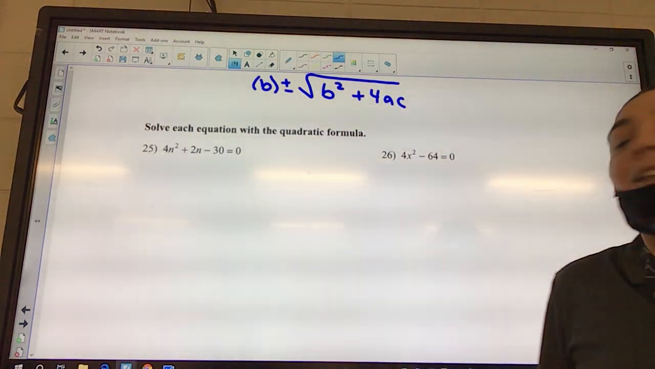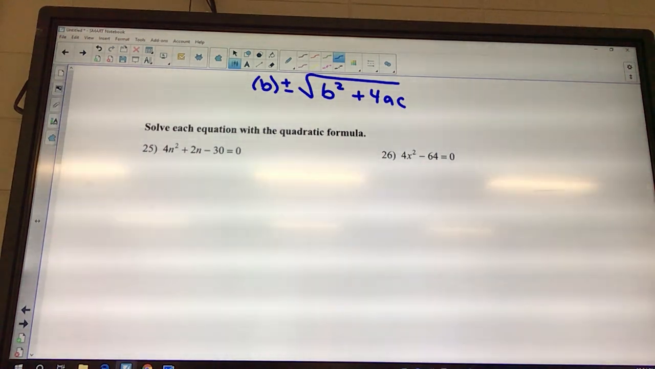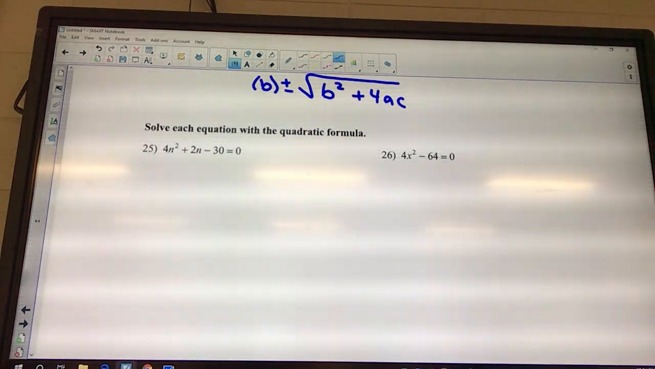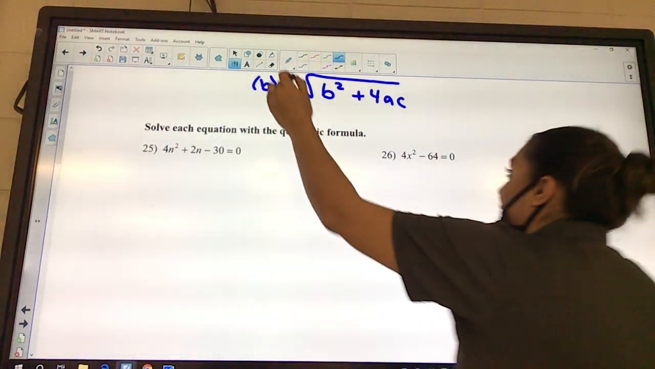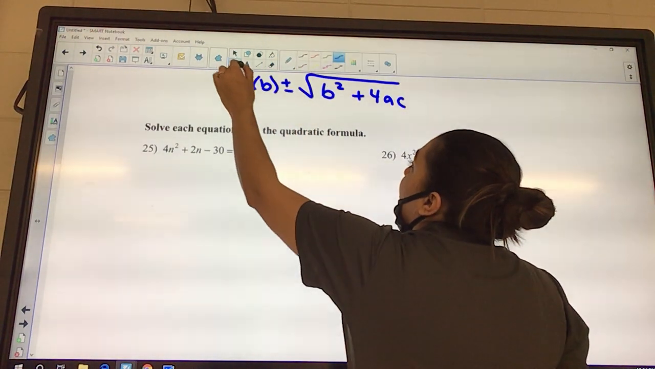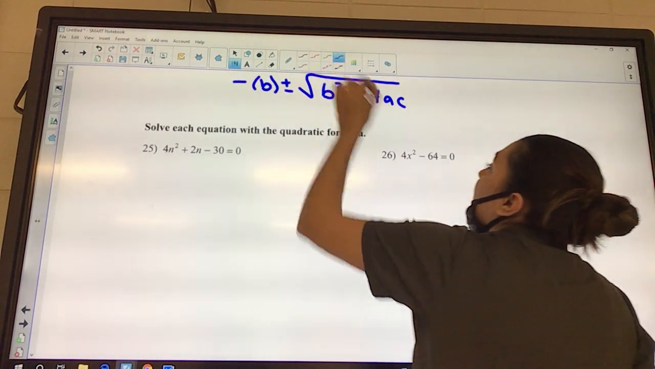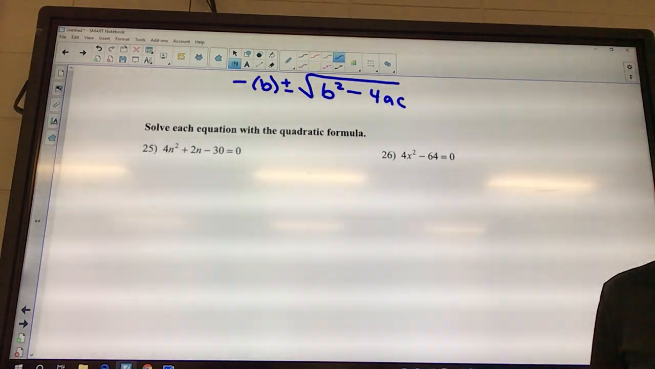You're done, Ethan. That's wrong. Well, I wasn't done. Ethan, there's a minus before the B. You've got to put the parentheses by the negative. And then the other B is.